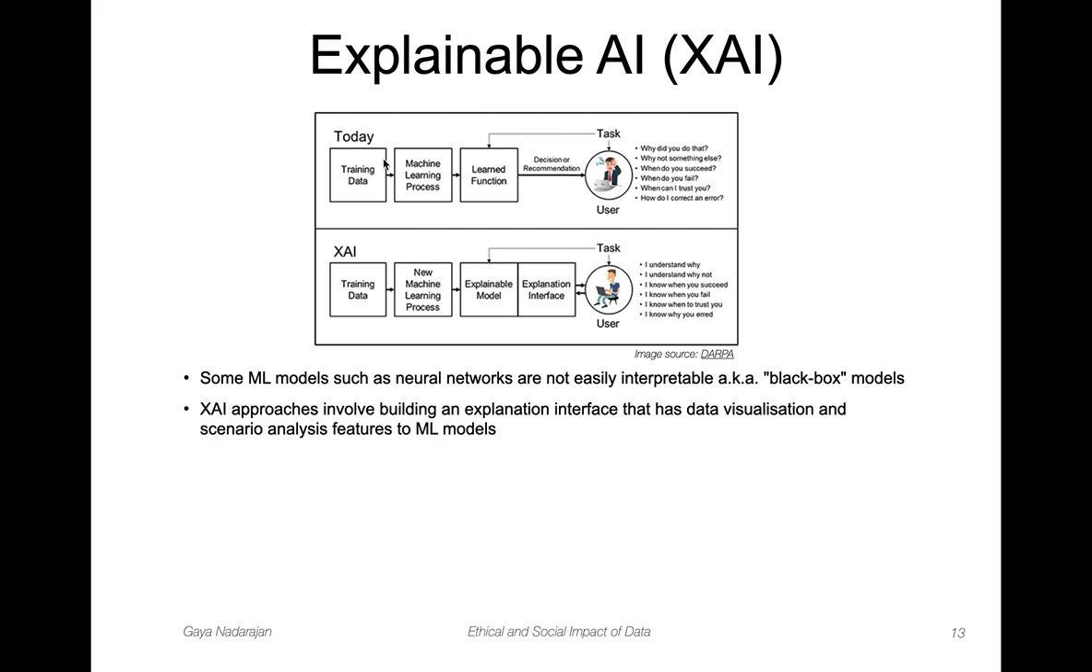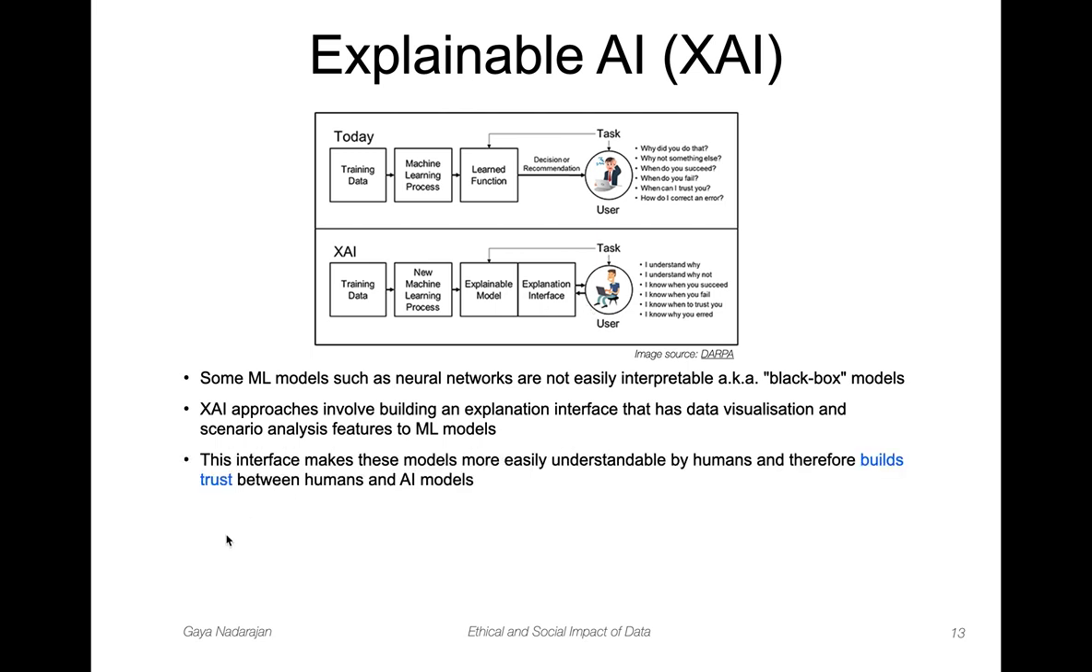So what we have is we have our training data, we have the machine learning process, and then we have an explainable module. And this explainable module is normally visual, right? Because it's something that can explain either in words or pictures what is going on inside this initially black box model. So while it has done that, people now can trust the model more, right? And this is the whole point of it.